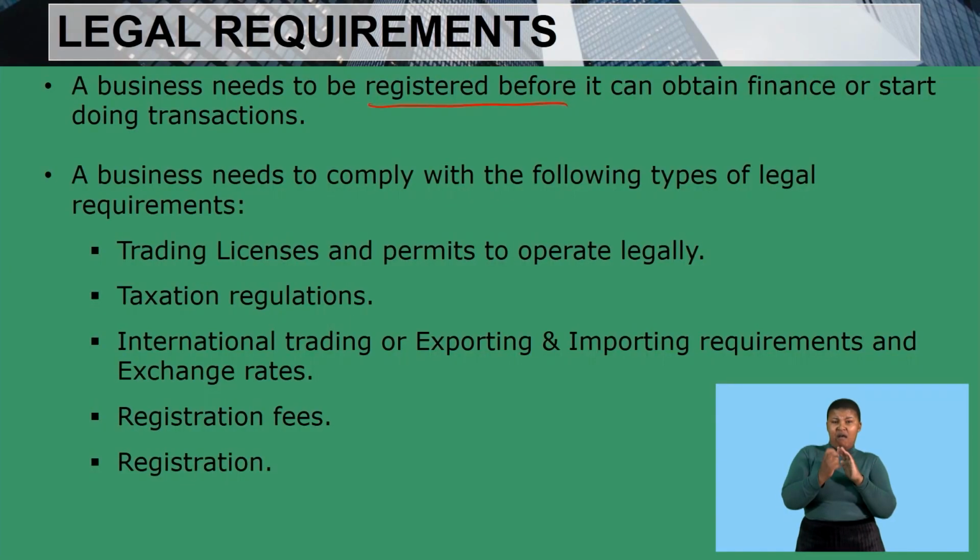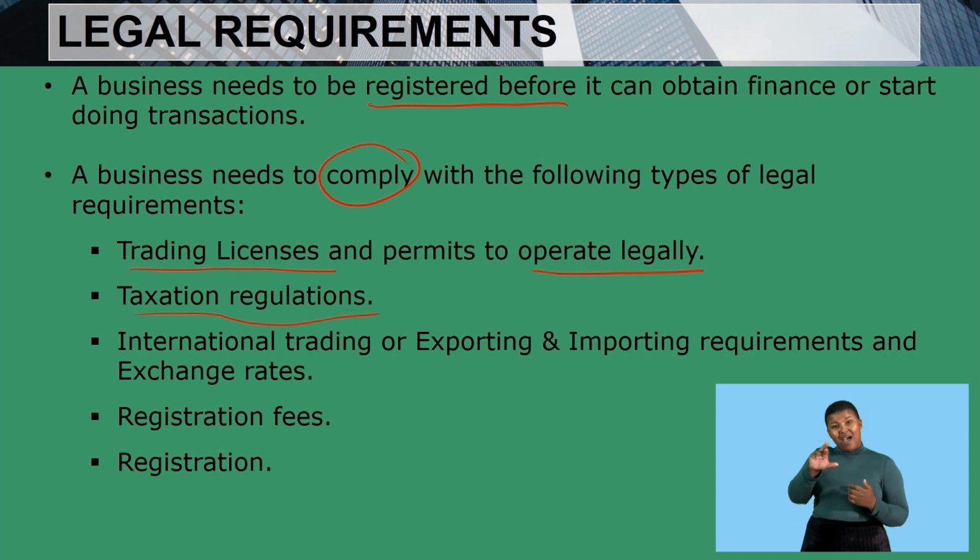And we need to look at your tax payments maybe, or your tax permits maybe, tax regulations. Are you compliant? Do you pay? And all that. So a business needs to comply with the following types of legal requirements. Number one, we're looking at the trading license and permits to operate legally, because if you don't have trading licenses, then chances are maybe you're operating illegally. And then we've got taxation regulations. Are you paying tax? Are you paying to the SARS?